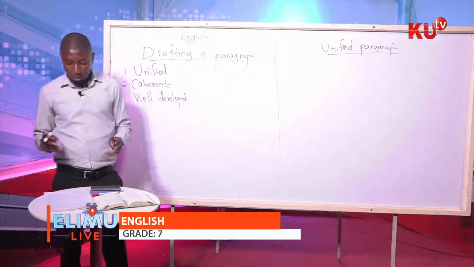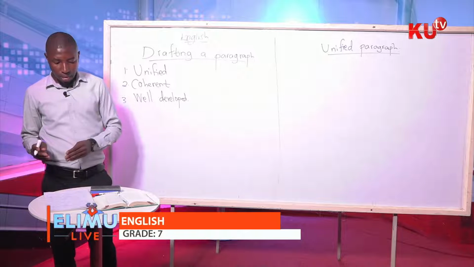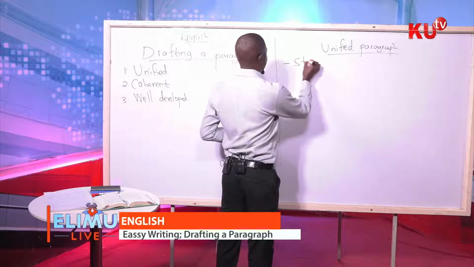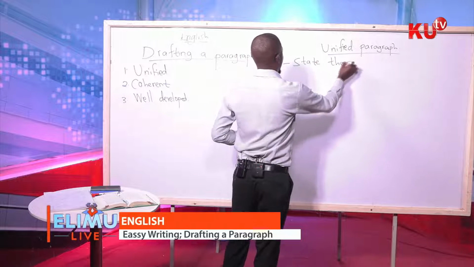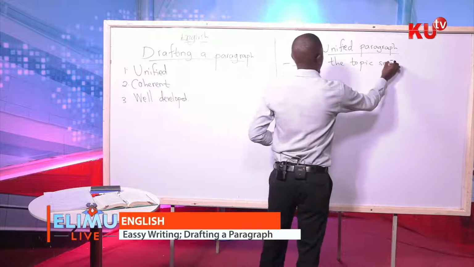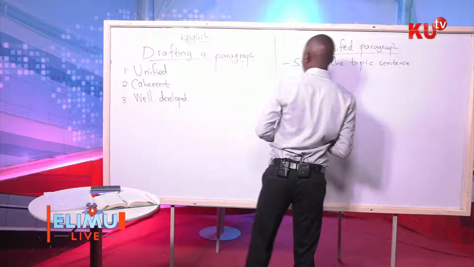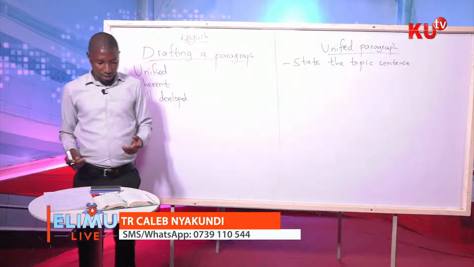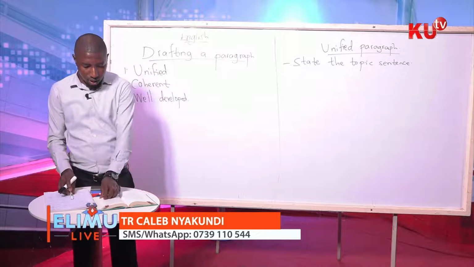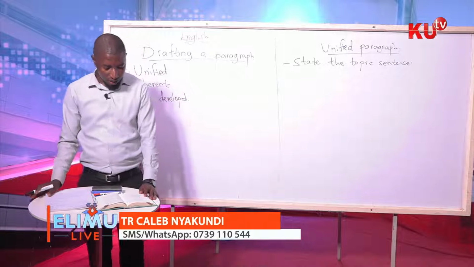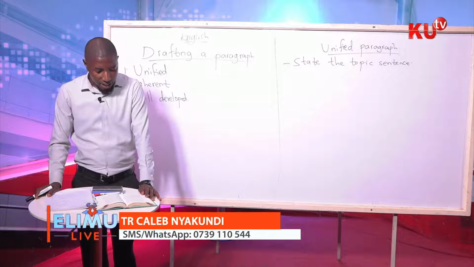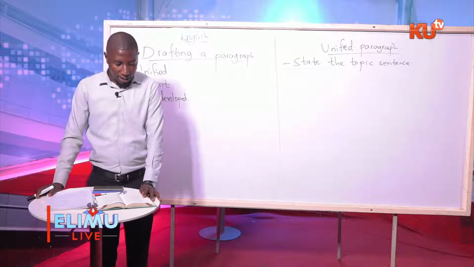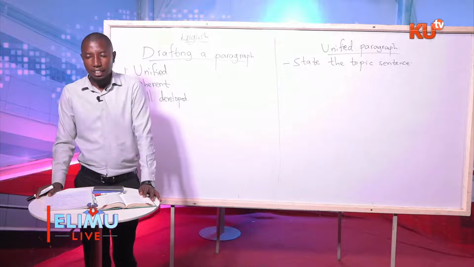And how then do you construct a unified paragraph? The first step to drafting unified paragraphs is when you help to develop the main idea by stating it in the topic sentence. So the first thing is state the topic sentence. And I'm going to give examples of what a topic sentence is like.